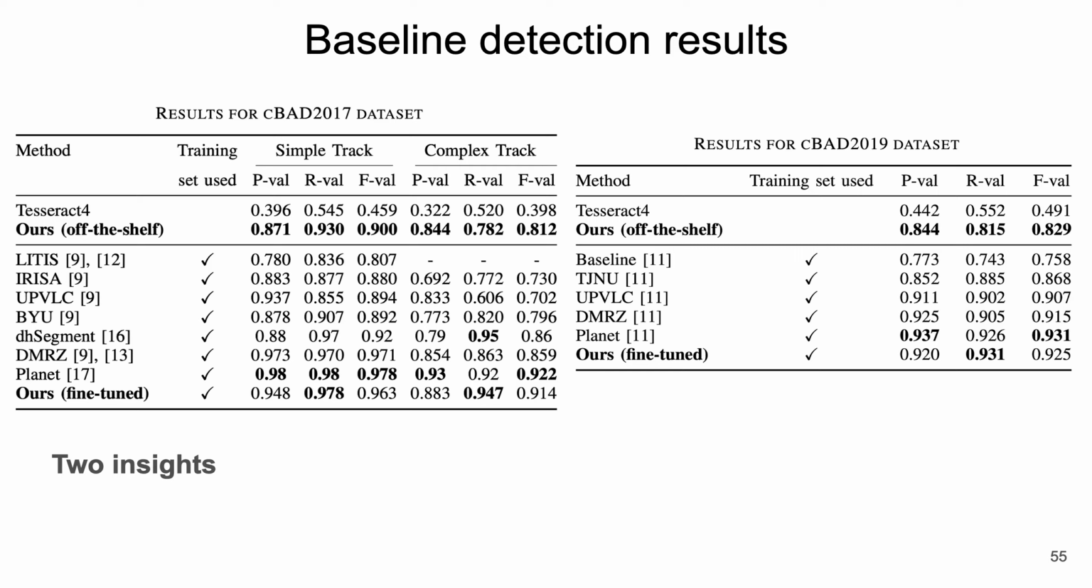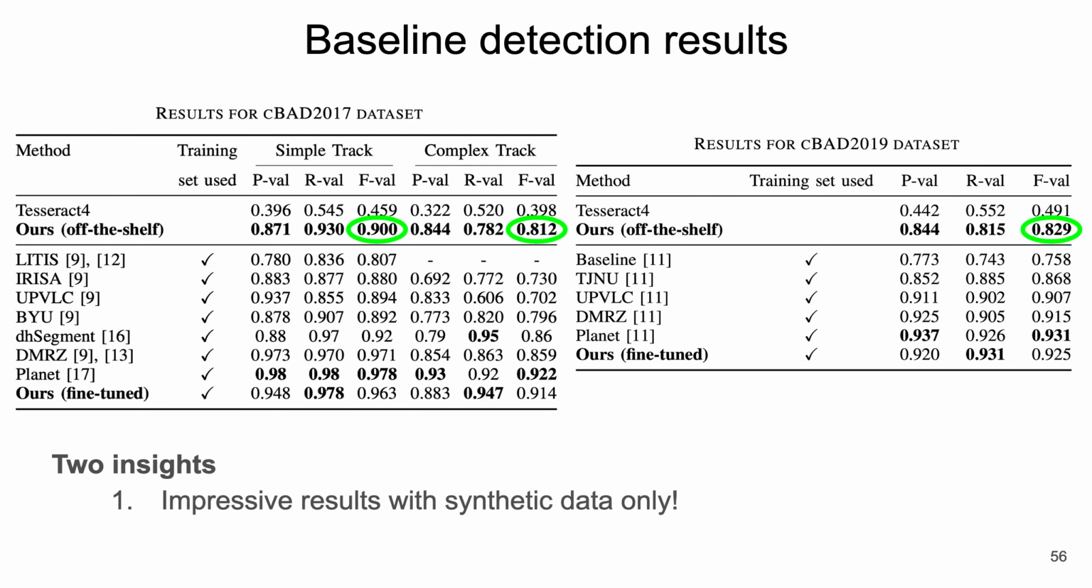We can draw 2 main insights. First, our off-the-shelf approach, that is, the method trained on our synthetic documents only, leads to surprisingly good results. It outperforms Tesseract 4 by a large margin and shows results comparable to the weaker methods trained on real data. This demonstrates that our method, solely trained on computer-generated data, can generalize well to real and complex data.